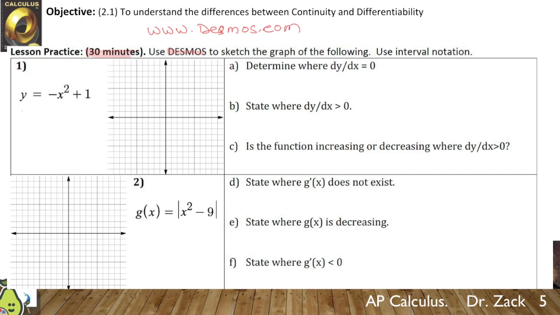I want you to use the functions and answer the questions related to each one of these functions. Do your best to answer these questions first, and then you can check your work once you're finished. Make certain that you write most of your answers in interval notation. So turn the video off now, complete the problems, and check your work later.